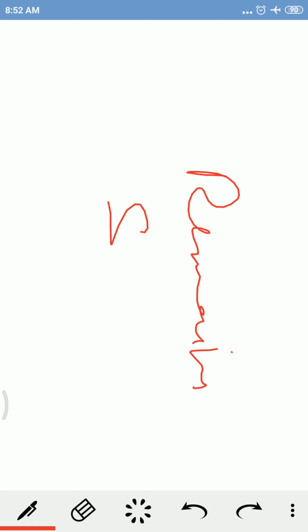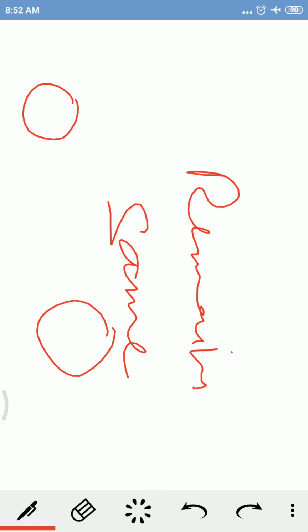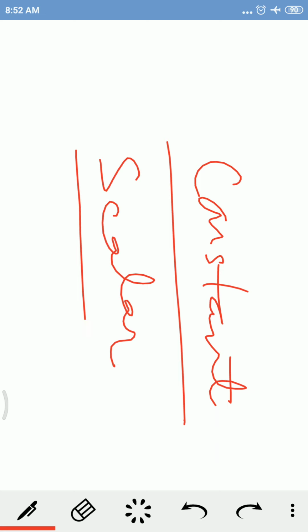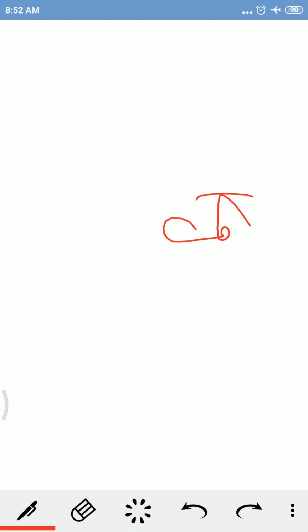Now mass remains the same everywhere. Whether you go on the moon or on the earth or any other place of the universe, mass remains the same. It does not change from place to place. It means mass is constant. Mass is constant and it is a scalar quantity. And its unit is kilogram.